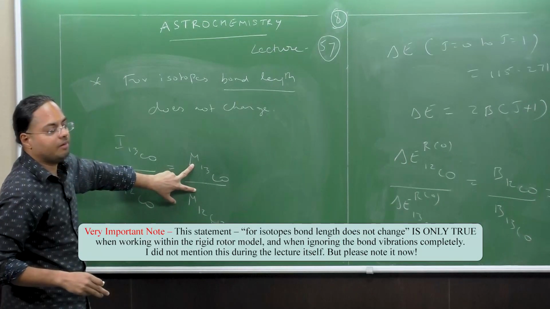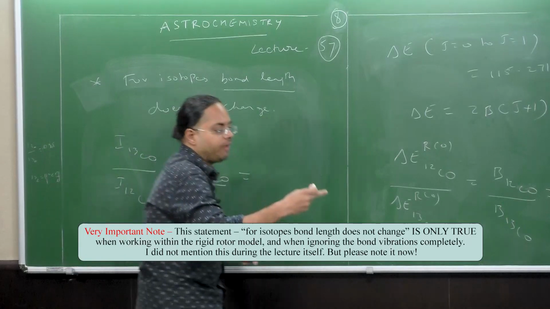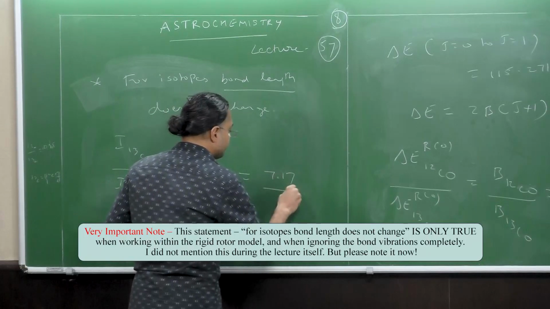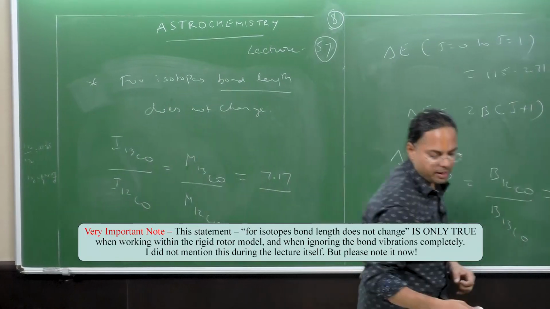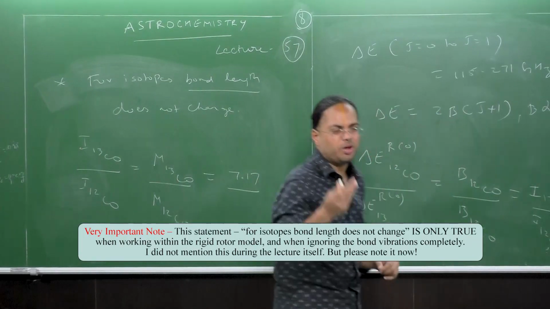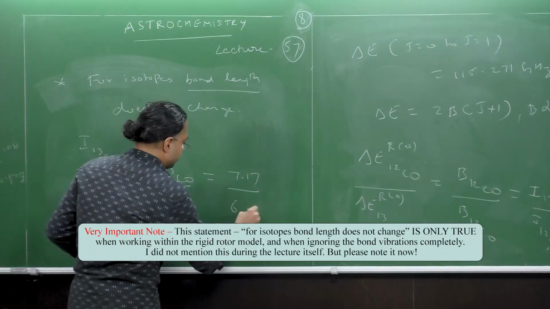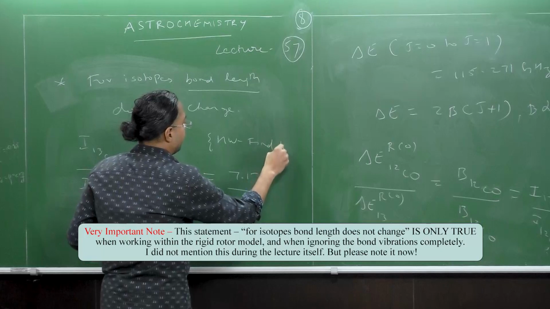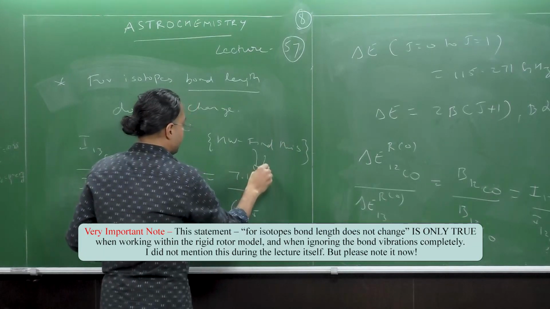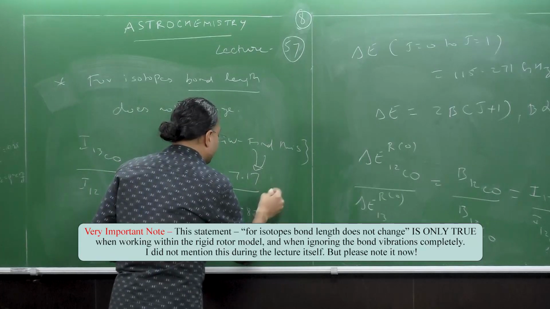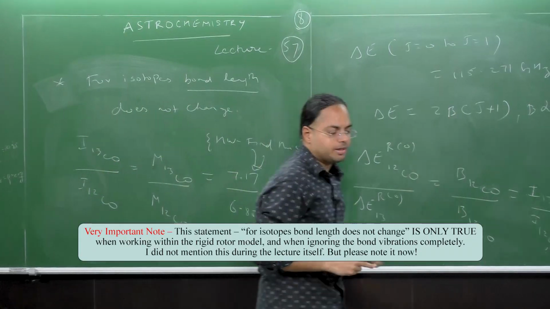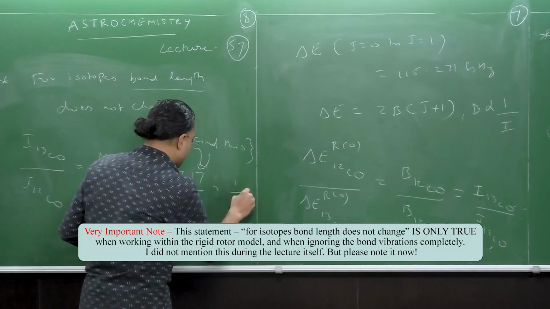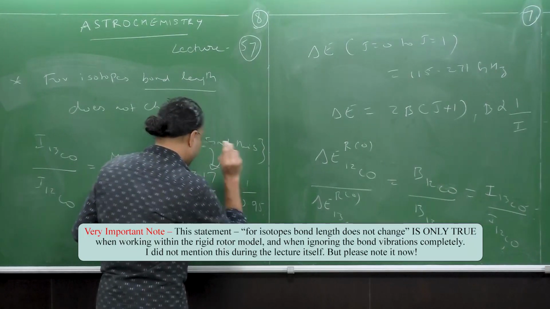Now this you can calculate and find that this number is approximately 7.17 for 13 carbon monoxide, and for the 12 carbon monoxide the reduced mass is approximately 6.85. I'll leave it to you as homework. So this ratio is slightly greater than 1, approximately 1 by 0.95 something.